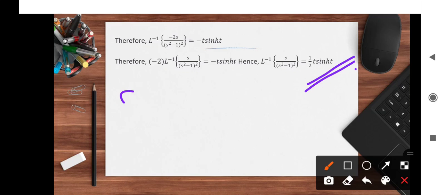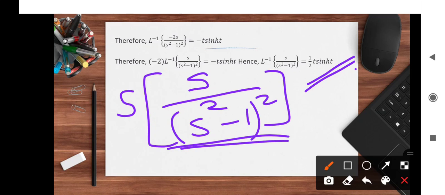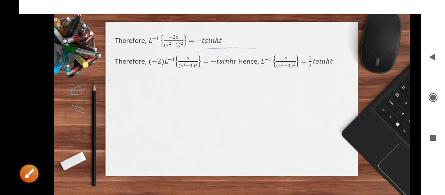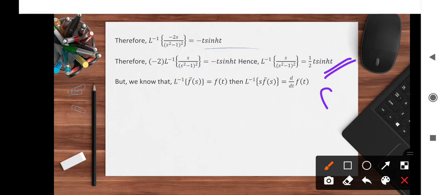Now the given function here is split as s into s upon (s square minus 1) whole square. So this was your f bar of s, and you have obtained its inverse LT like this. And now you are going to use the differentiation of f of t method. Using the result, if L inverse of f bar of s is equal to f of t, then L inverse of s into f bar of s is equal to d by dt of f of t. So now this is your f of t.